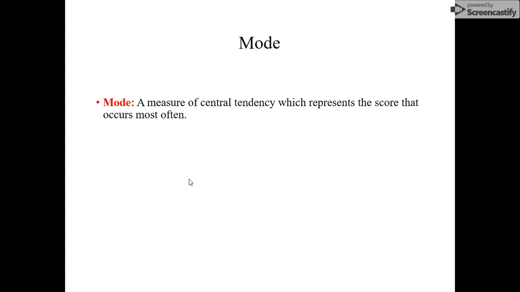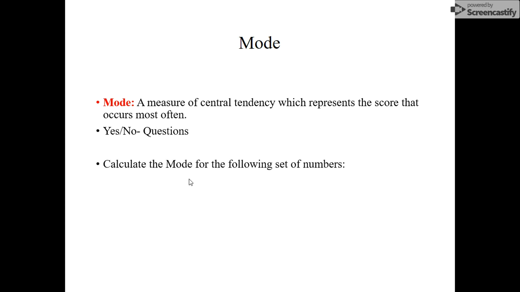Mode, a measure of central tendency which represents the score that occurs most often, MO, most often. It's often used for yes or no questions. And if we had an example of calculating it for the following set of numbers, if we had 60, 70, 70, 75, 65, 72, okay, the one that's used most often would be 70.